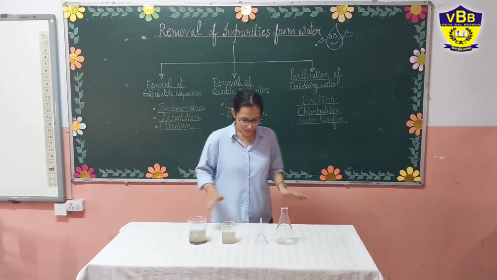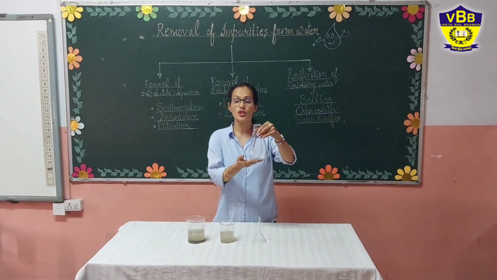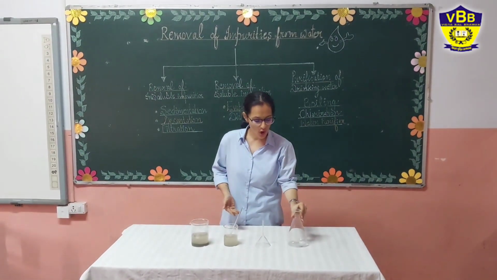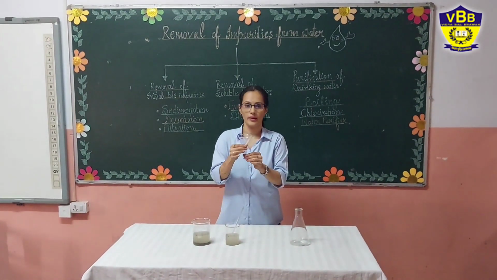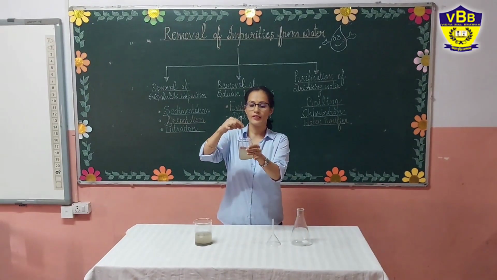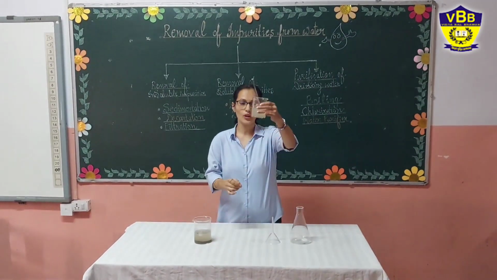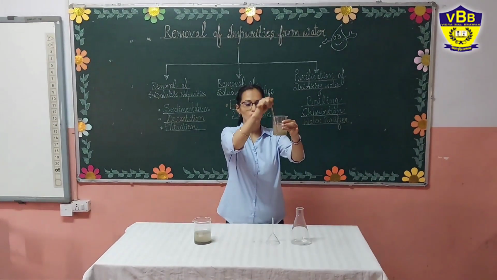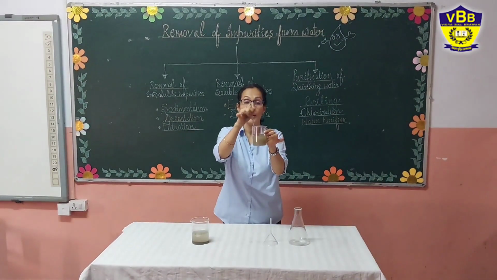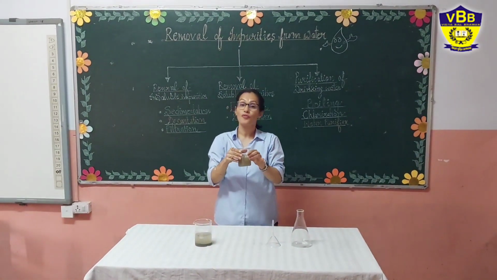So come here. First let me introduce the equipment. This is your conical flask, as it is conical in shape. This is your funnel. Now this is the beaker, and this is your rod. Here you can see I have taken a solution in which water and sand are mixed. These are the insoluble impurities present in the water. Now we will talk about sedimentation first.